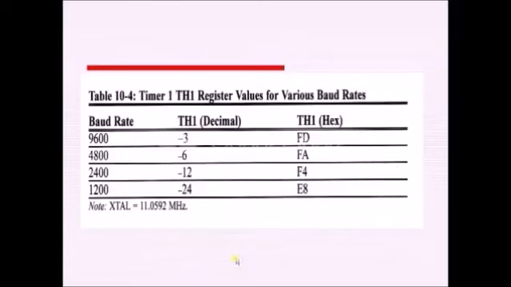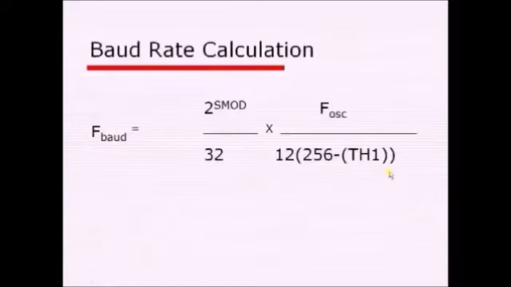These are the baud rates which are already calculated for 9600, 4800, 2400 and 1200 in hexadecimal format, using the formula which I showed previously. As we know, SMOD should be 0, and here 32 is a constant. F oscillator we know, 12 is a constant, 256 is a constant, and we know the baud rate that we are going with. Therefore we have to find TH1. After finding TH1, we have to load that value into TH1. Thank you. In the next session we'll discuss interrupts.